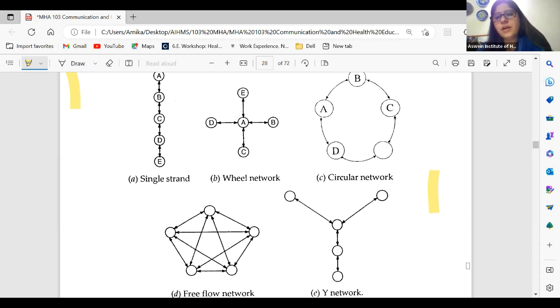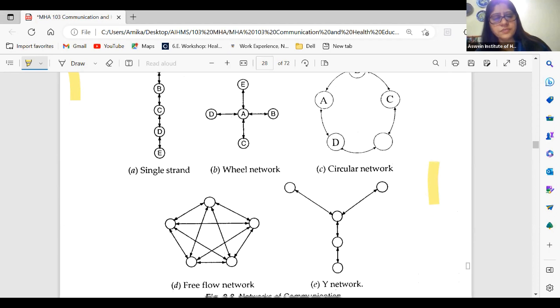What happens in this? It is a kind of single strand, but it is not two-way. One person is transferring the information to another, and then he is transferring that information to another person. But there is no feedback mechanism. There is no assurance. So this is not a very encouraged kind of communication.